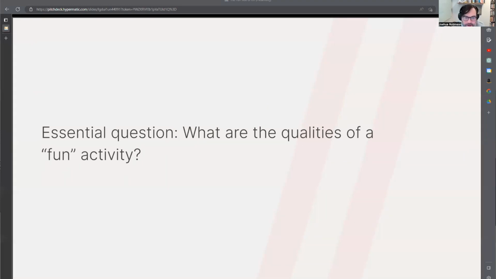Okay, let's jump right into it. There's really two essential questions I'm exploring during this session with you. I want to find out what it means for an activity to be considered fun. I ask, what are some of the characteristics, what are some of the qualities that should be present for an activity to be considered fun?